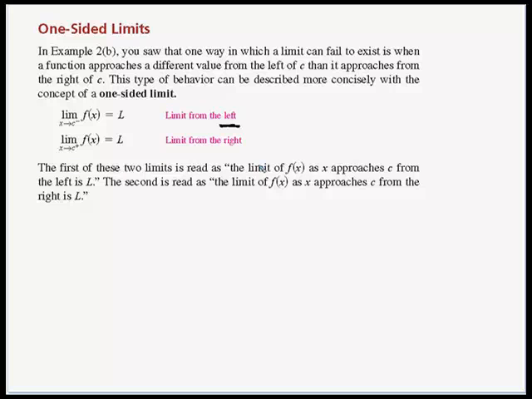The first of these two limits is read as the limit of f of x as x approaches c from the left is L, and the second, the limit of f of x as x approaches c from the right is equal to L.